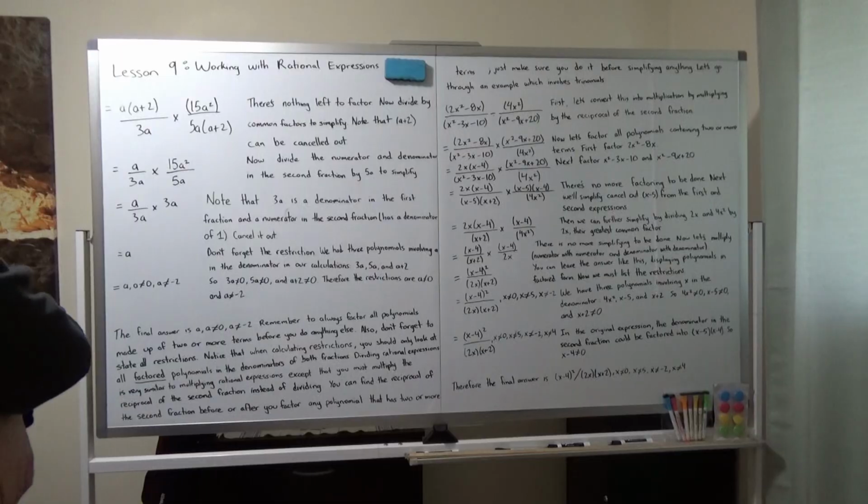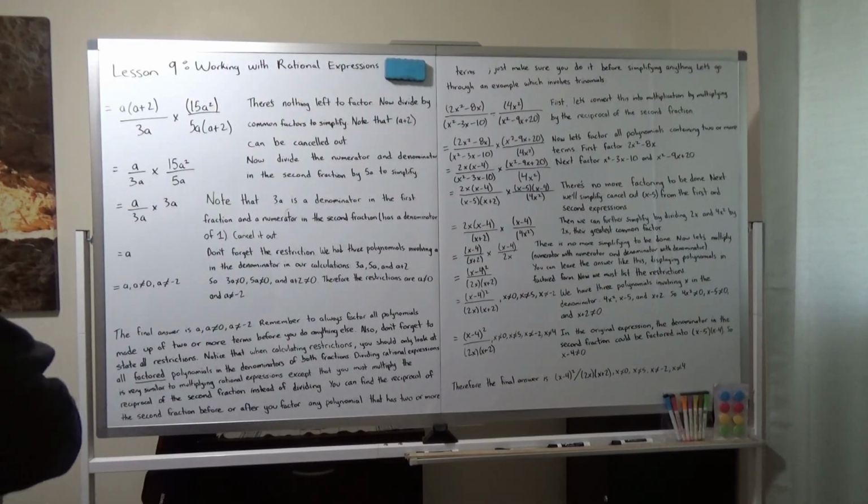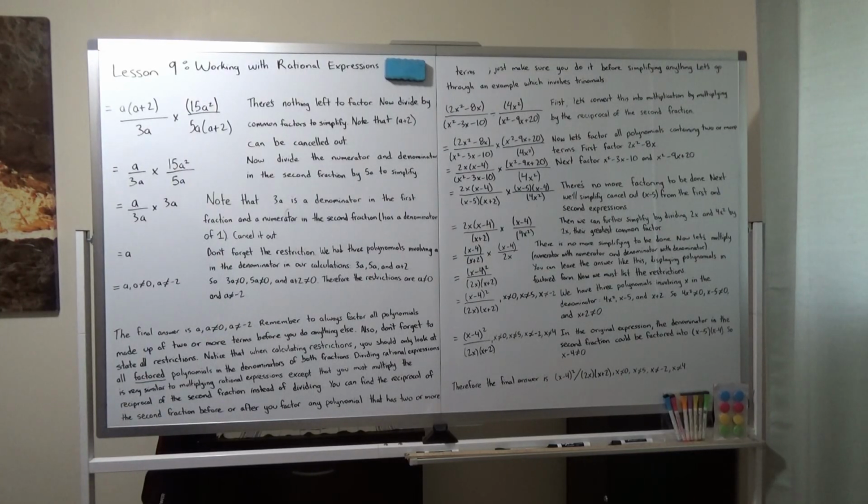Dividing rational expressions is very similar to multiplying rational expressions, except that you must multiply the reciprocal of the second fraction instead of dividing. So dividing rational expressions is the same as multiplying rational expressions, except that you multiply the reciprocal of the second fraction instead of dividing.